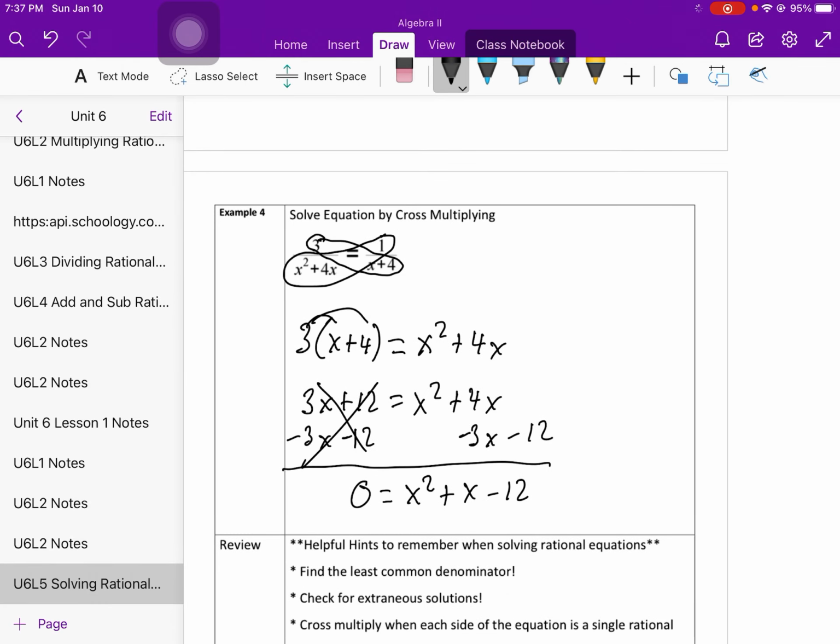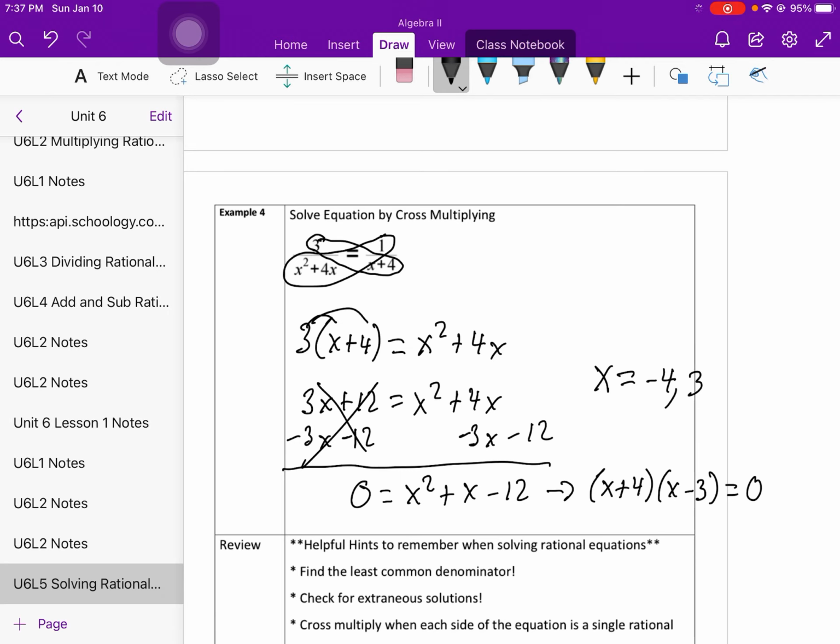And that's going to factor into x plus 4 and x minus 3 because the signs are different and the 4 is bigger. Okay, so the solutions for this are going to be -4, the opposite, and +3.